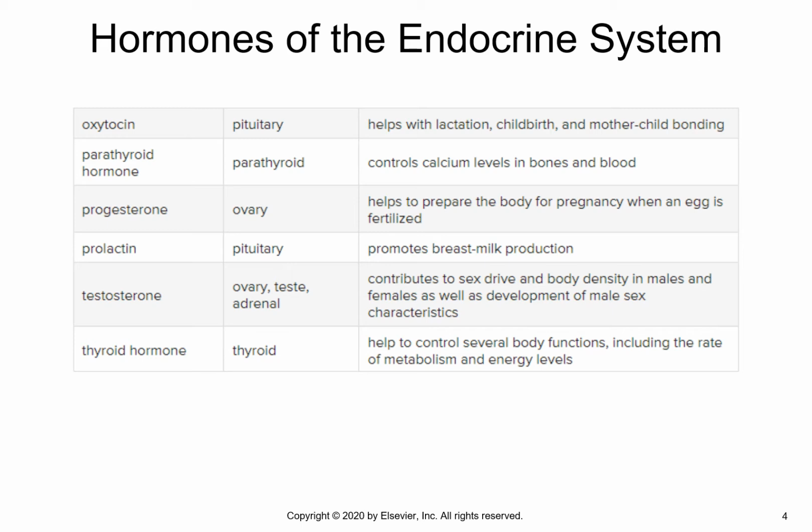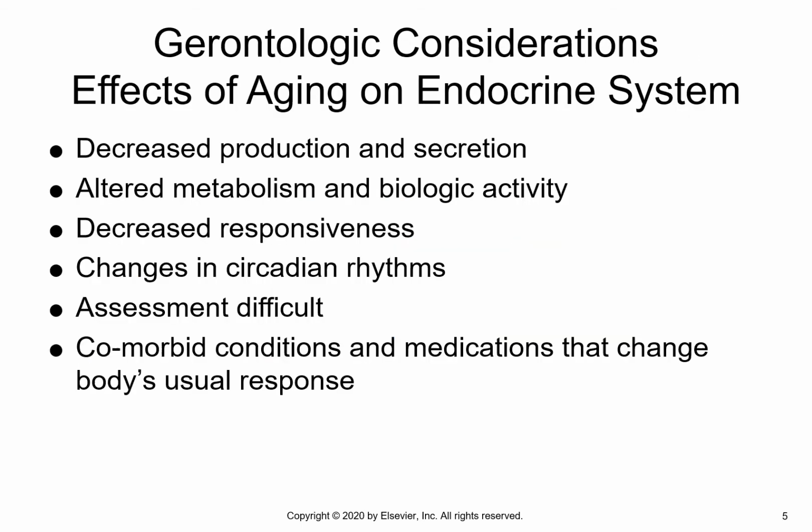Again, just review these hormones and the organs they work with. So let's look at some considerations for our older adults. Normal aging has many effects on the endocrine system.